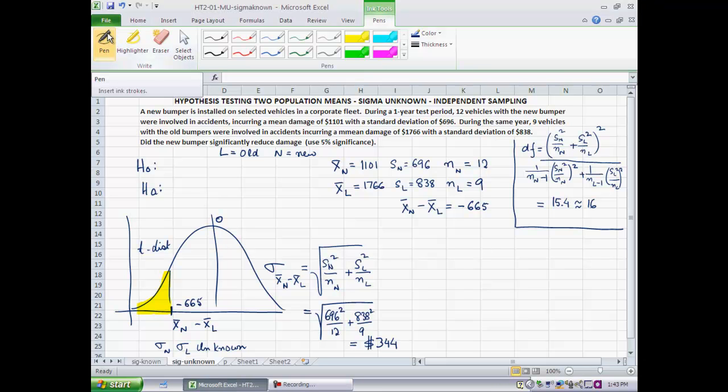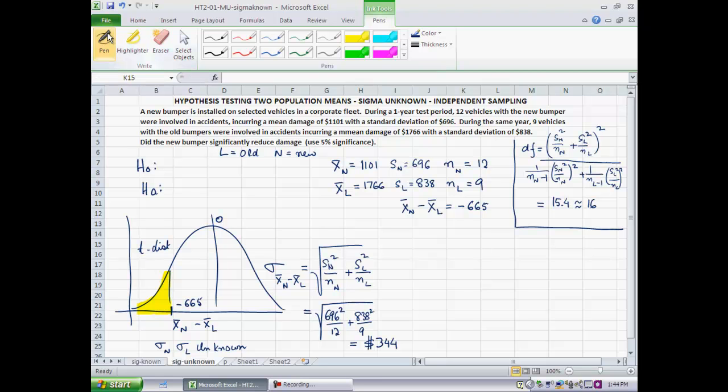A new bumper is installed on selected vehicles in a corporate fleet. During a one-year test period, 12 vehicles with the new bumper were involved in accidents with a mean damage of $1,101 with a standard deviation of 696. Notice that this 696 is a sample standard deviation. We do not know the population standard deviation.